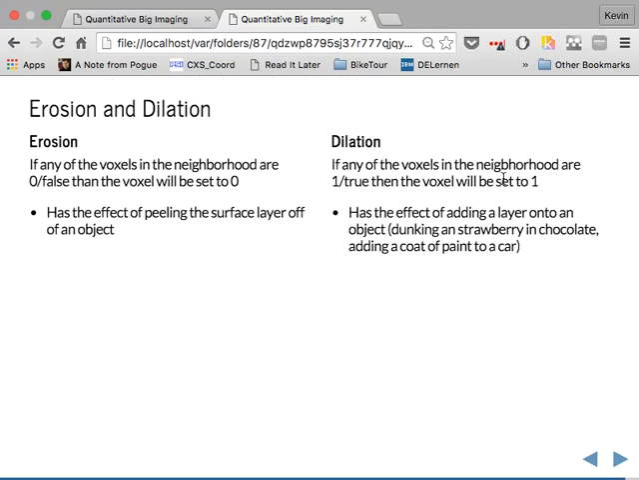So when we take these erosion and dilation operators, which are really the basis for this morphology, the erosion is really peeling a layer off of the surface. And so if any of the voxels in the neighborhood are 0 or turned off, then the voxel itself will be turned off. Dilation is then the opposite of this. This is really adding a layer onto your component, which basically says if any of the neighbors of this voxel are on, this will be turned on as well.